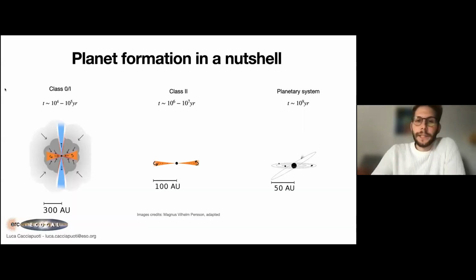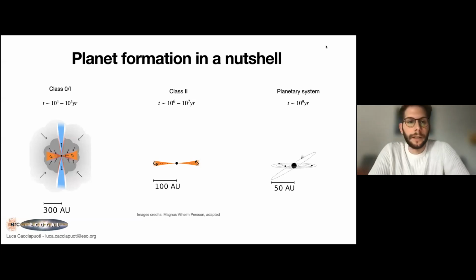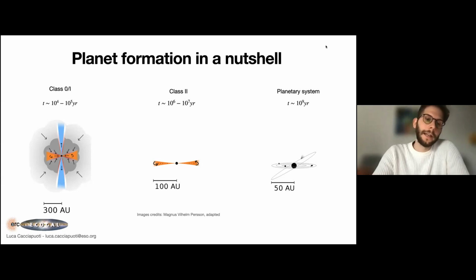So as many other people have shown during the week, this is what we think is a standard model for planet formation. You usually start from a pre-stellar core, this thing collapses and you form a protostar at the center, and then due to conservation of angular momentum, you form an early disk in what we call the class 0-1 stage. So the first few 10 to the 5 years in planet formation. In this phase you still have a collapsing envelope, as you see on the left, the protostar at the center, the disk, and then also outflows and jets.